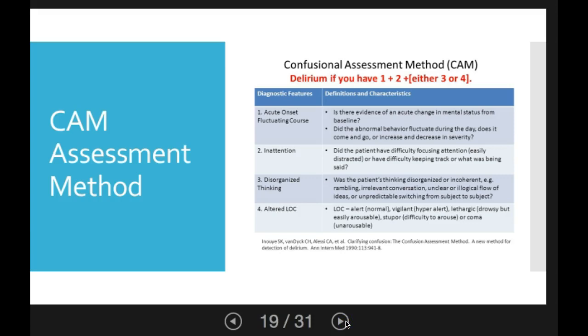So this is what we were talking about when I said you needed to score for 1, 2. So if you have an acute onset of a fluctuating course from their baseline and an inattention, inability to focus or keep track of what's being said, plus you either have disorganized thinking or an altered level of consciousness, then you can diagnose with delirium.